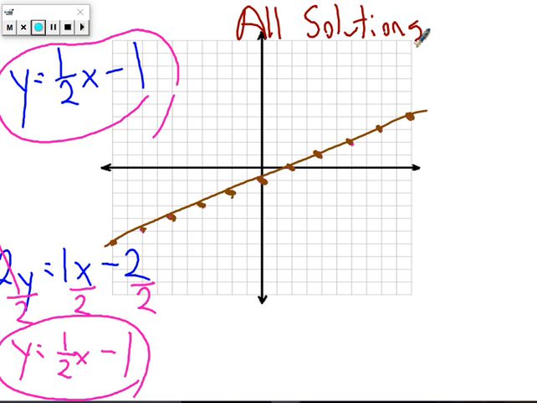Now, when you think about work and me trying to save you work, nothing would make me happier than if you saw both equations and noticed they were the same and didn't graph them. Okay? Because if you don't graph them, but you can still rationalize the answer, that's okay too.